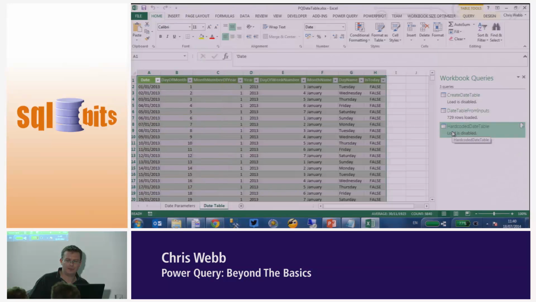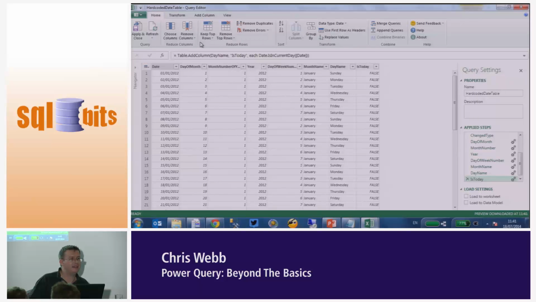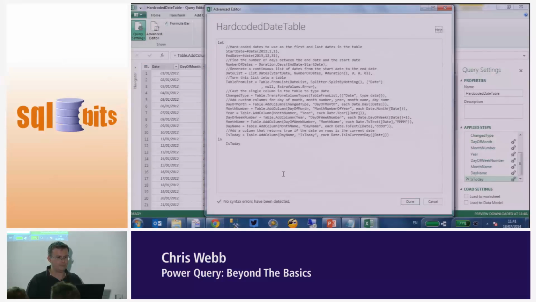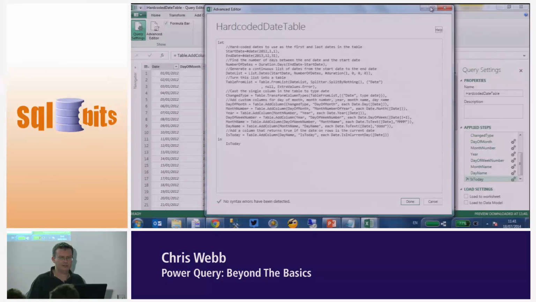What have we got here? Well, here is a query. Now, this query does not have a data source. What this query does is the following. It has two hard-coded dates, start date and end date at the beginning. And then it finds the number of days in between those dates. It then generates a list of dates starting at the start date and ending at the date we've specified. And then it does a whole bunch of stuff like calculating the day of the month, month of the year, day number of week, and so on.